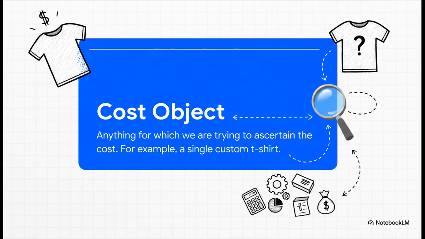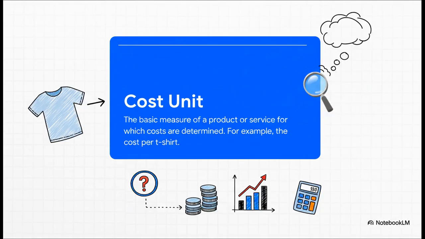That is our focus. And right alongside that is the cost unit. So the object is the shirt itself, but the cost unit, that's the measurement we need. It's the cost per shirt. See the difference? That's the actual number that lets us make smart decisions about pricing and profitability. It's the answer to our big question.